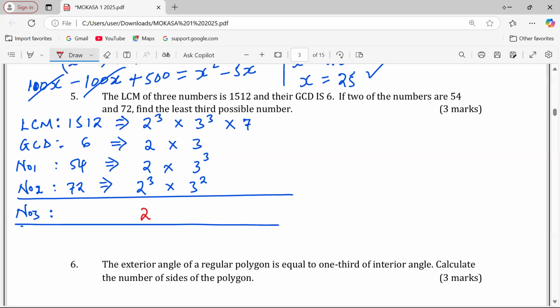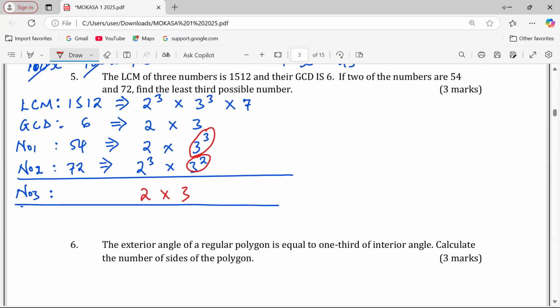Again, the new number must also have 3. You can see the other two are having 3: 3 power 3 and 3 power 2. Now the new number must have 3 power 1, strictly power 1, because if it goes to power 2, the 3 numbers will start sharing a power of 3 which is greater than power 1, and the GCD is likely to change. So for the GCD to be maintained at 6, the incoming number must have 3 strictly power 1.